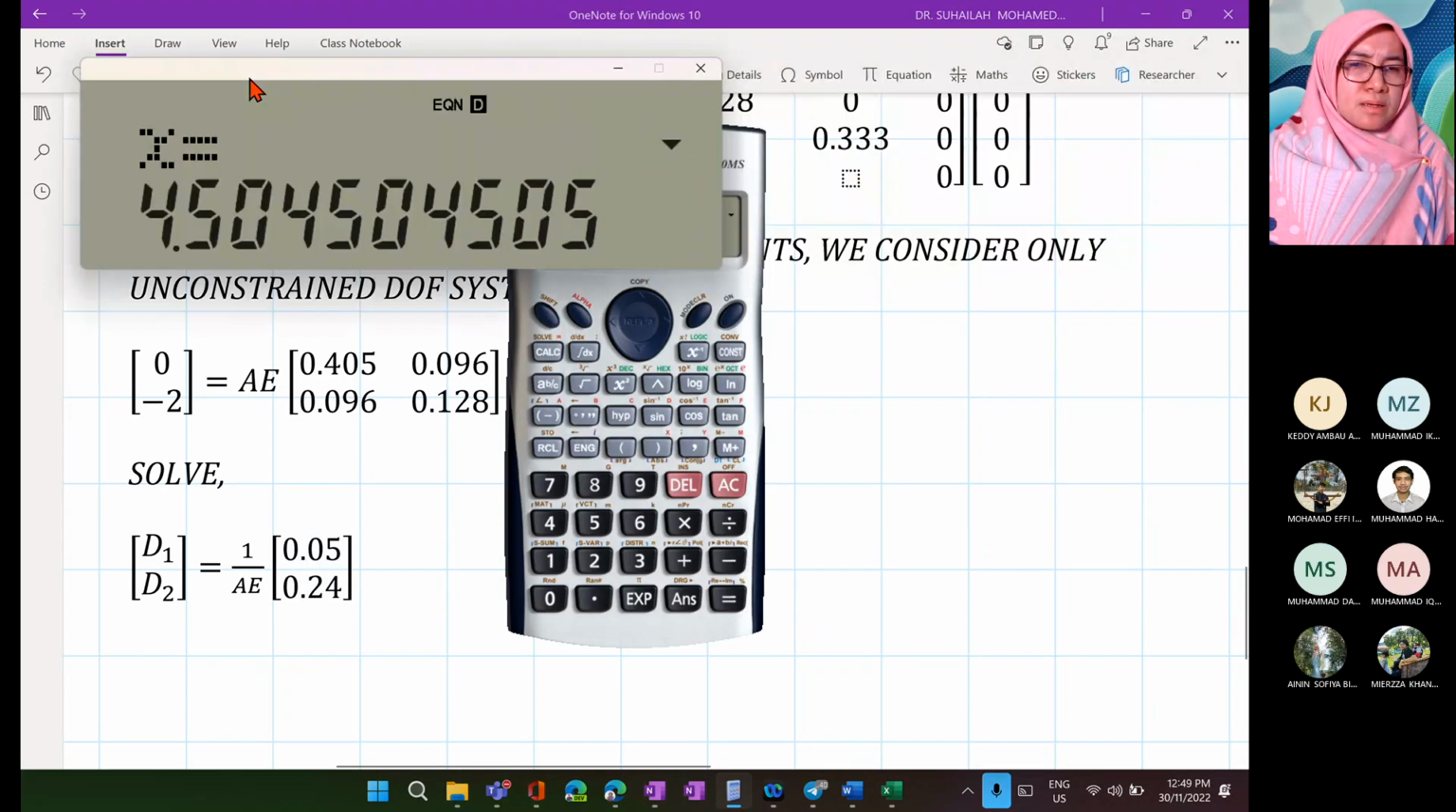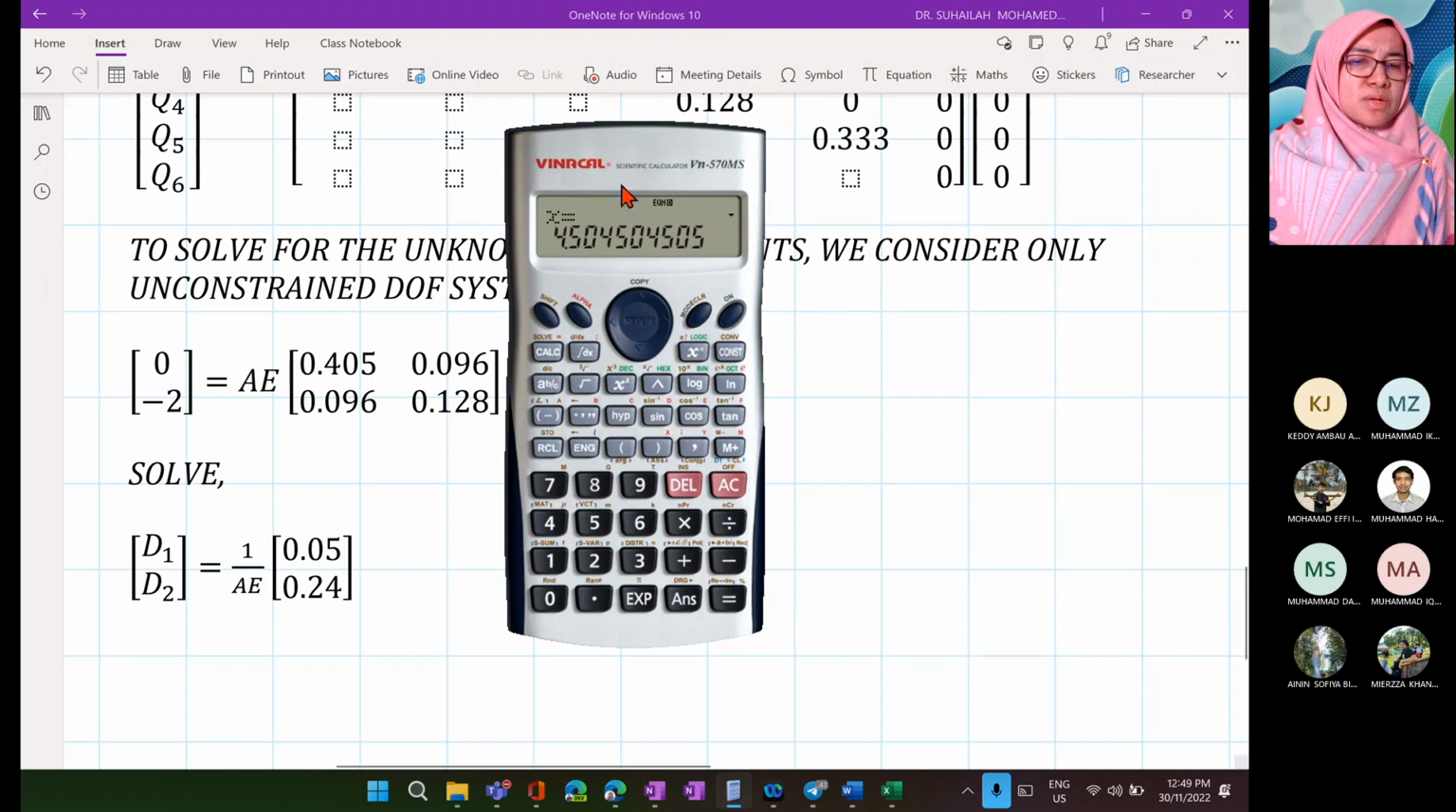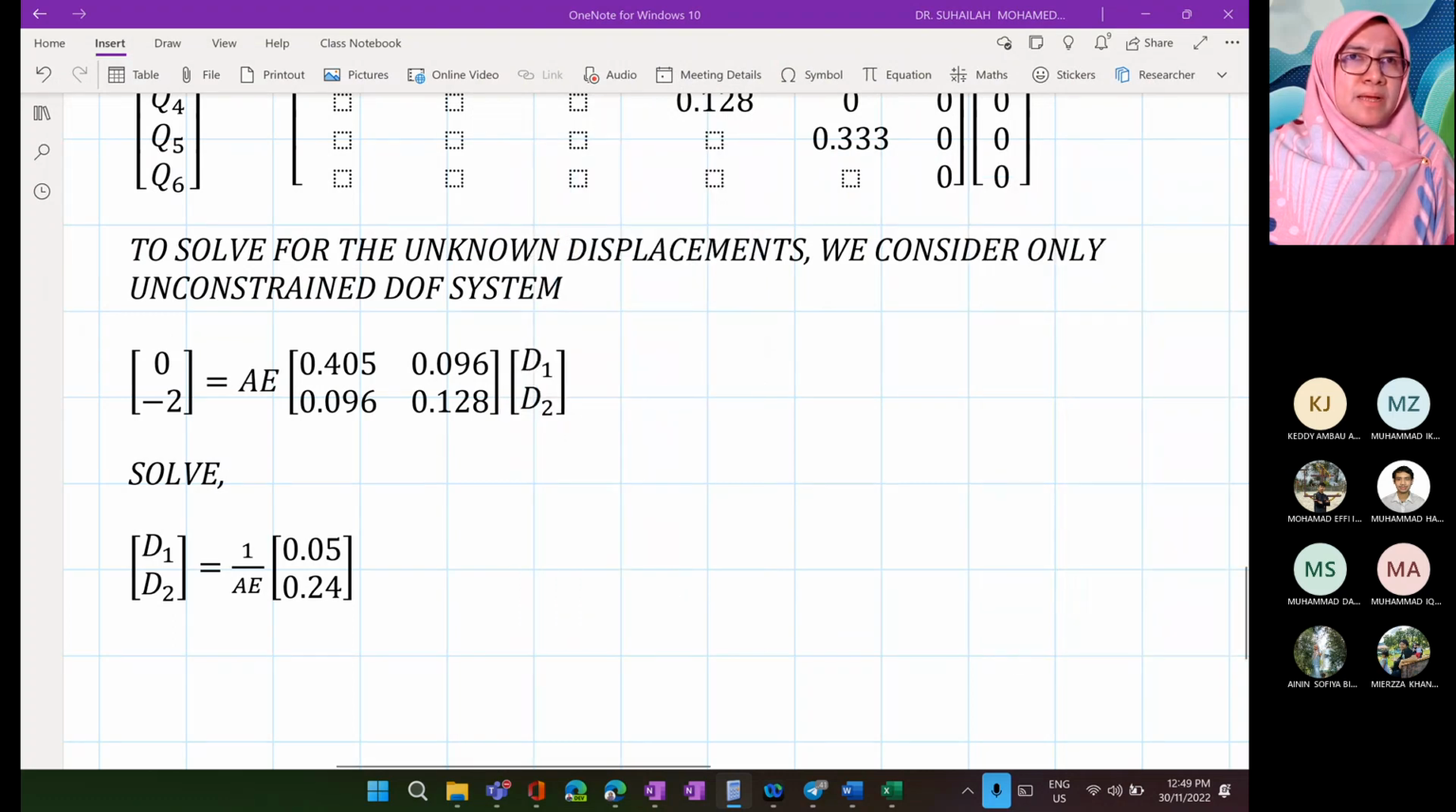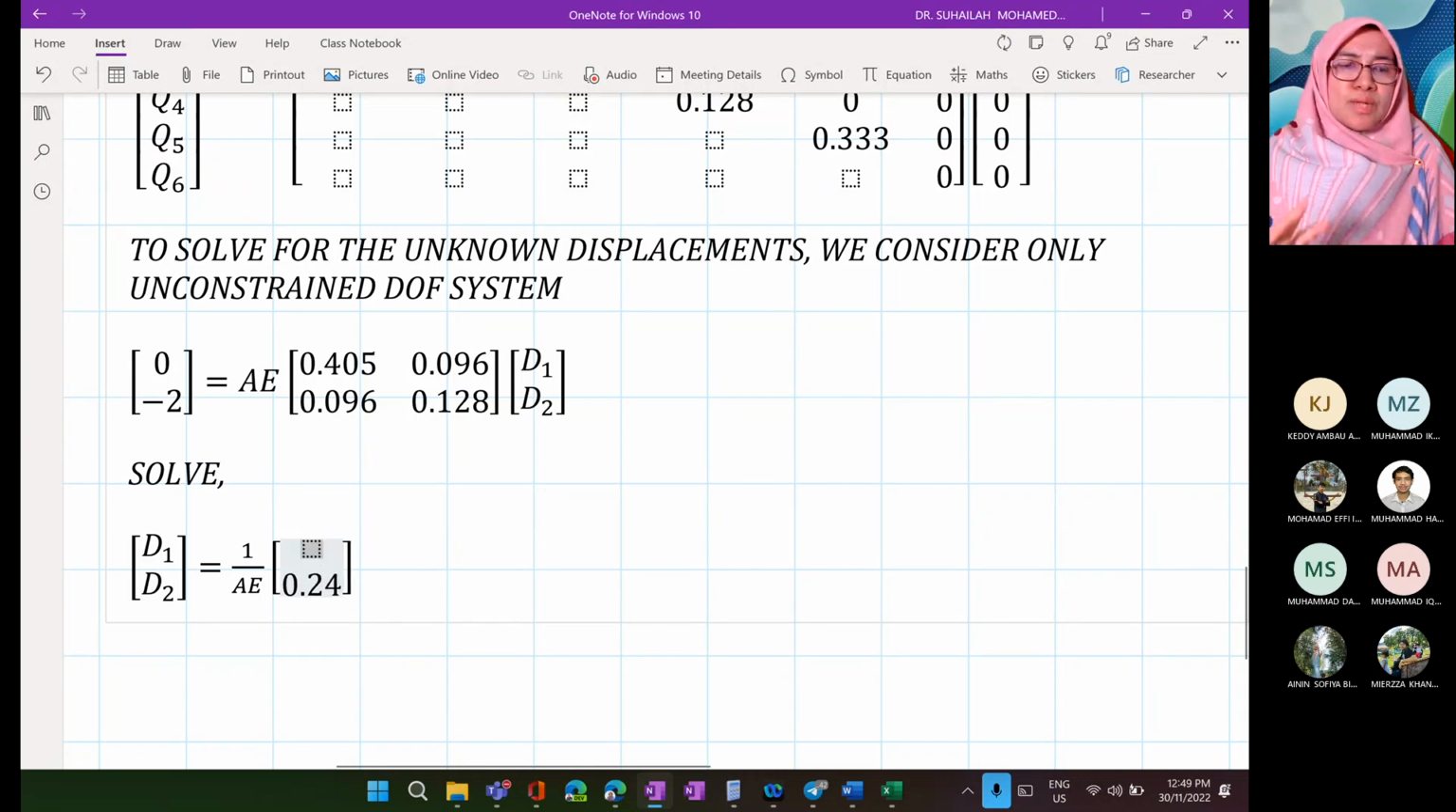So we get this. Macam mana calculate tadi? Check balik. Okay. Because we don't have AE right now, we just need to solve and give the answer in terms of AE.